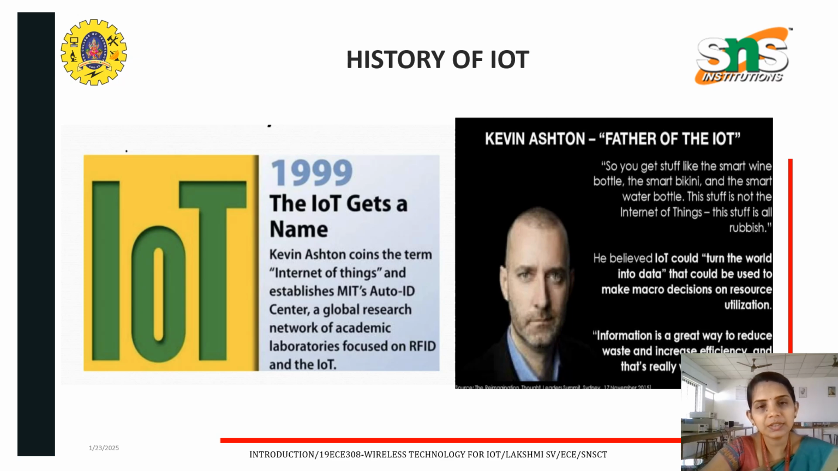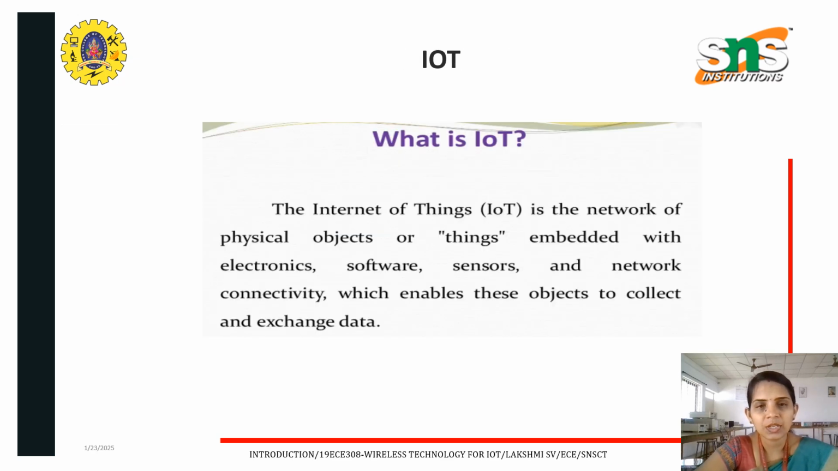So Internet of Things was first defined by Kevin Ashton. He is the person who defined the term IoT in the year 1999. So Kevin Ashton is called the father of IoT, Internet of Things. We can define Internet of Things as the network of physical objects or things embedded with electronics, software, sensors, and network connectivity, which enables these objects to collect and exchange data. So this is called IoT.